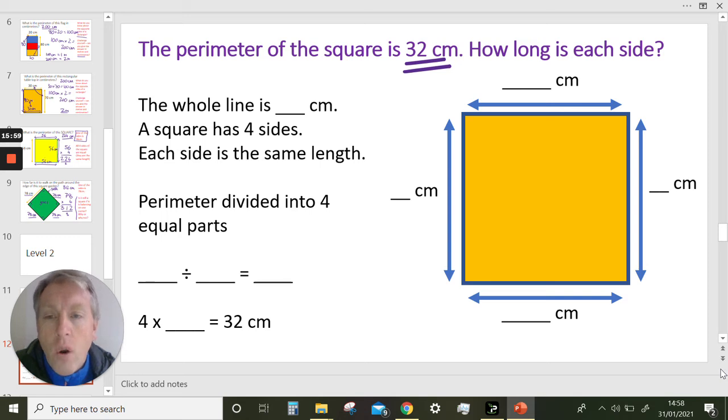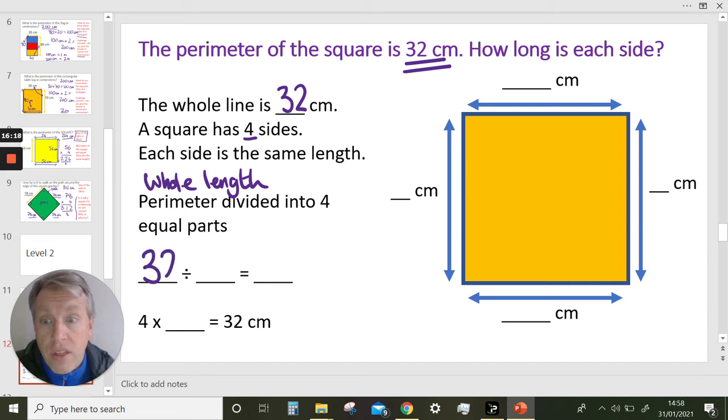Well, the whole line is 32 centimetres, and a square has 4 sides. Each side is the same length. The perimeter is the whole length divided into 4 equal parts. The whole length is 32 divided into 4. 32 divided by 4 is 8 centimetres.